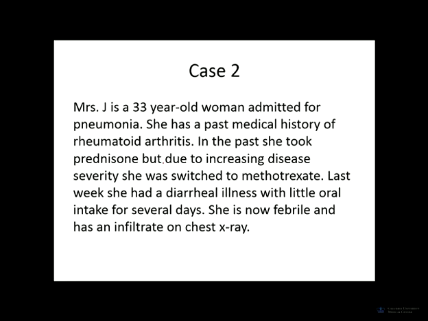Case number 2. This is a woman with rheumatoid arthritis. I don't think you've had rheumatology yet, but this is an inflammatory form of arthritis that affects the fingers, the shoulders, the hips. It does lots of bad things. It's very painful. And it's an autoimmune disease, an inflammatory disorder.